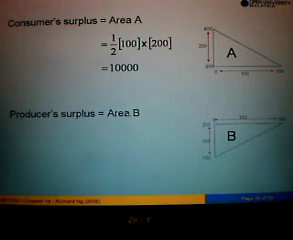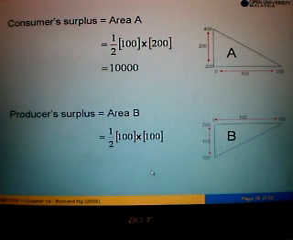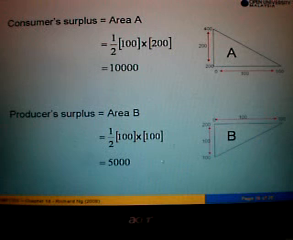Okay, next we move on to producer surplus, which is denoted by area B. So for area B, we take half times base times height. So the base is 100, the height is 100. So therefore we have the answer as 5,000.